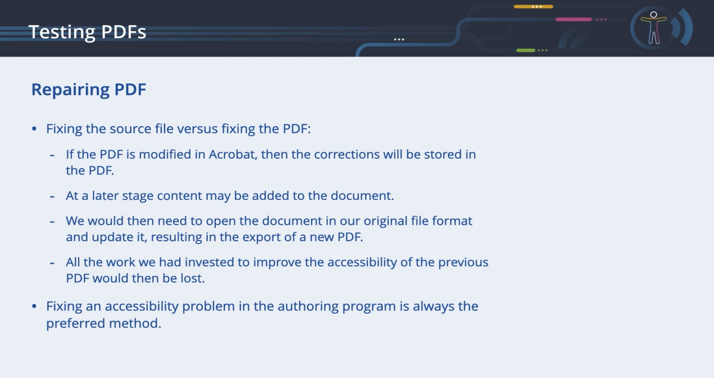We would then need to open the document in our original file format and update it, resulting in the export of a new PDF. At this point, we would run into a problem. All the work we had invested to improve the accessibility of the previous PDF would then be lost. We would have to do the same work again in Acrobat using the new PDF. Therefore, fixing an accessibility problem in the authoring program is always the preferred method, as then those changes will be incorporated into future document versions.